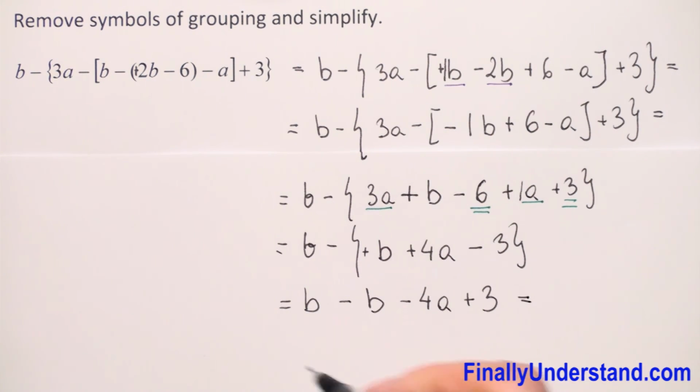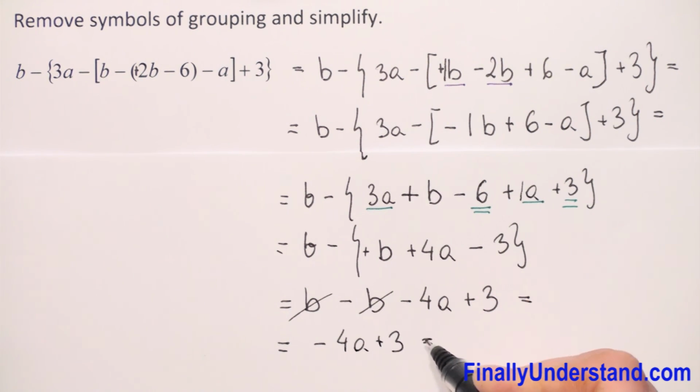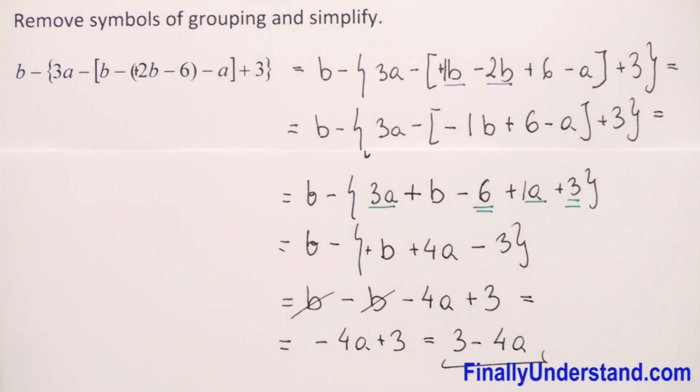So this is equal, and now we have to combine the like terms. b minus b gives me 0, so we have negative 4a plus 3. So this is equal. First I will write the positive number, so we have 3 minus 4a. This is my solution.